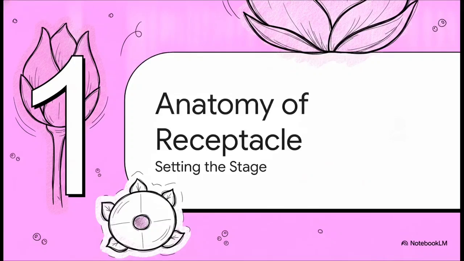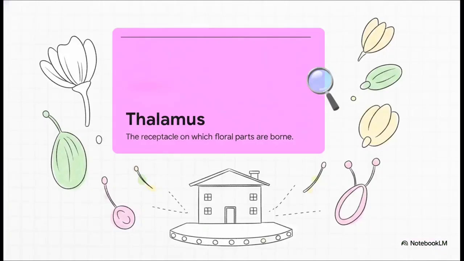All right, Section 1. Anatomy of the receptacle. Setting the stage. To really get this, we have to start with the thalamus. Now, our source defines the thalamus as the receptacle on which all floral parts are born. Basically, it's like the foundation of a house, right? Or the stage in a theater. It's that ultimate structural base where your petals, your stamens, and most importantly for us today, the ovary, all of them sit.